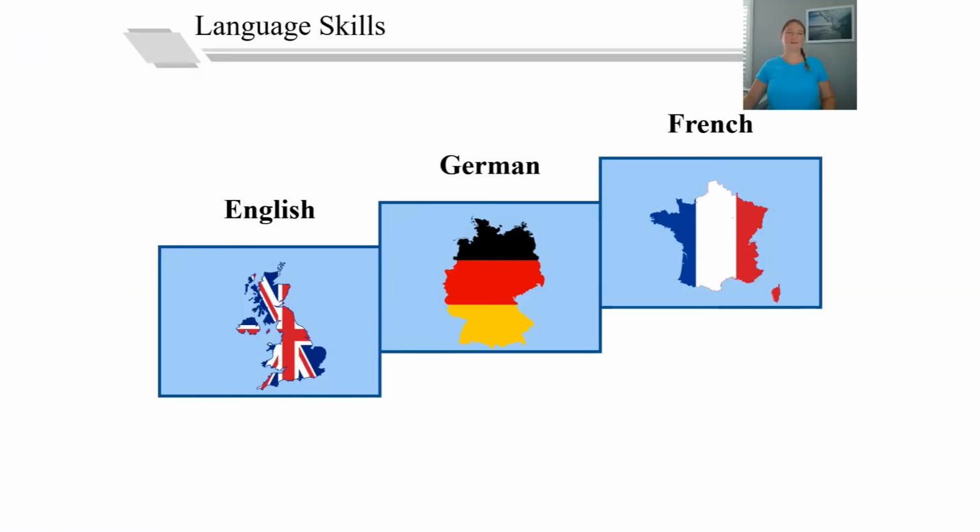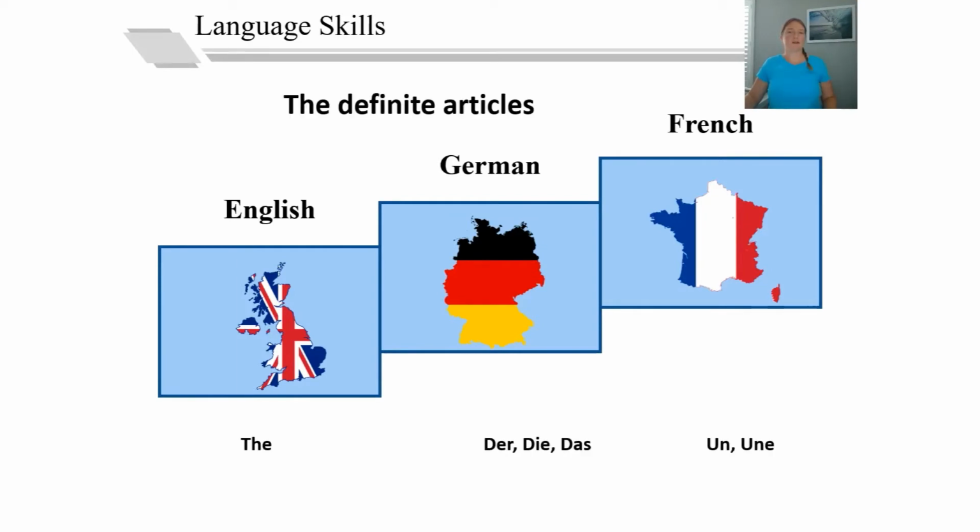Okay, let's have a closer look at what we have already talked about at the whiteboard, now here in this PowerPoint presentation to give you a perfect overview about everything. We said we would like to compare different languages and their definite article. As you have it in English, it's the. In German, it's 3 of them, der, die, das. And in French, you have un and une.